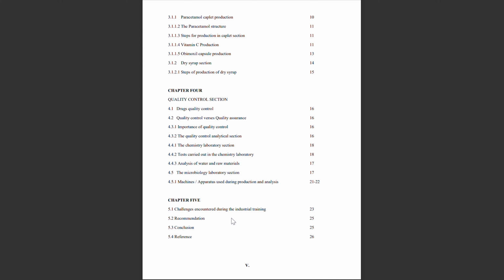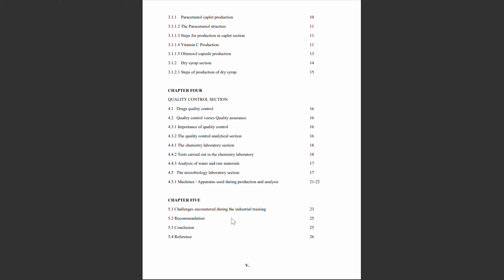Now chapter 4 is more like quality control measures. It's also a section in that particular place. Now it is more like a different section. That's after a drug has been manufactured, we try as much as possible to go to the quality control section to test it, to check the authenticity of the drug, to check the presence of microorganisms, to check if this drug can actually produce a positive effect when consumed by man.